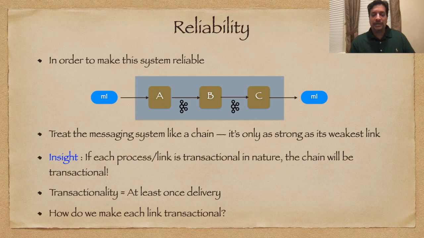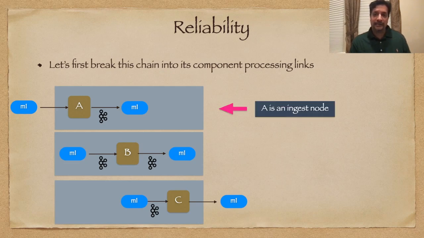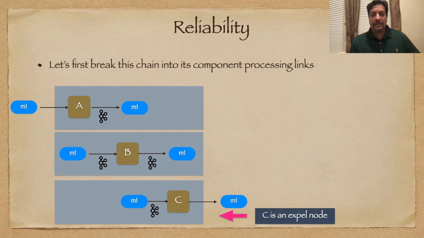Now, how do we make each link transactional? Let's first break this chain into its component processing links. First, we have A. A is an ingest node. Then we have B. B is an internal node. It reads from Kafka and writes to Kafka. And finally, we have C. C is an expel or egest node. It reads from Kafka and sends a message out to the internet.